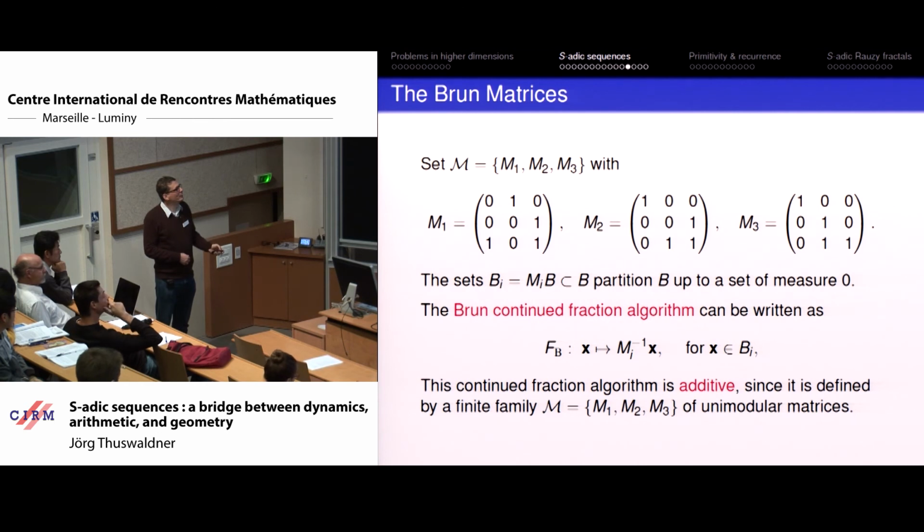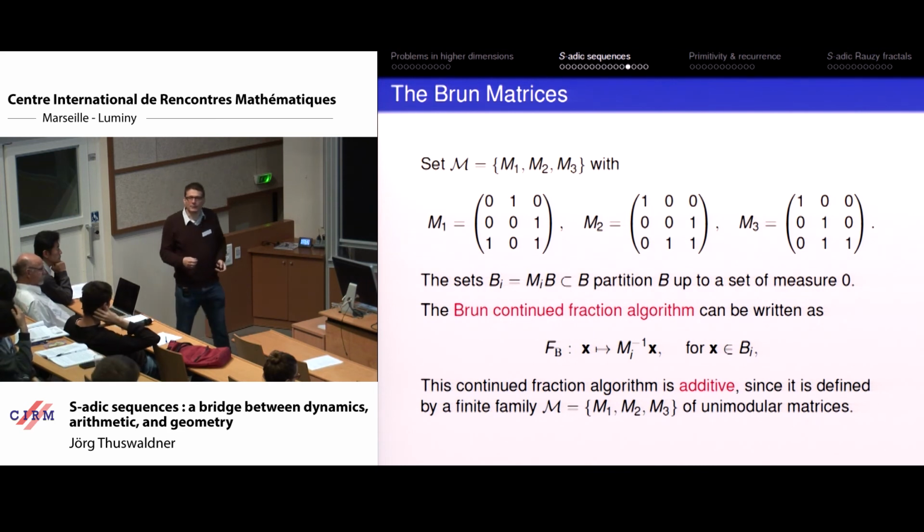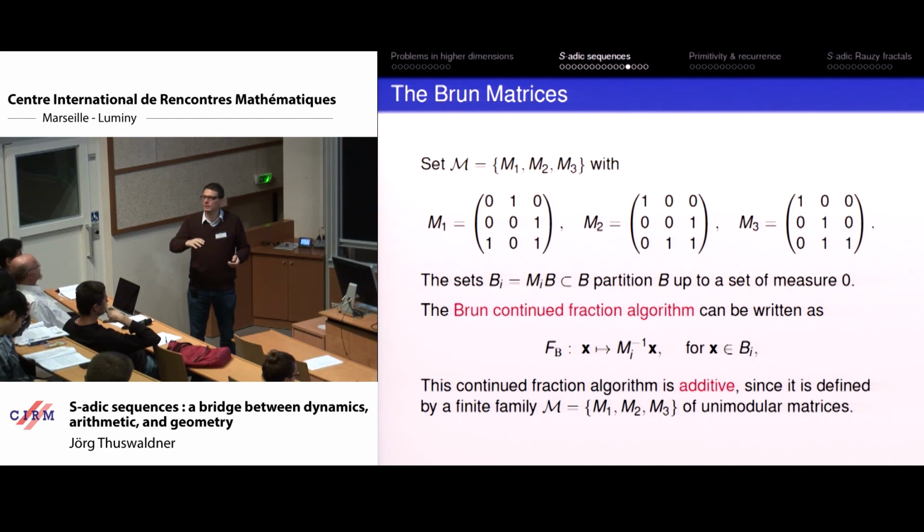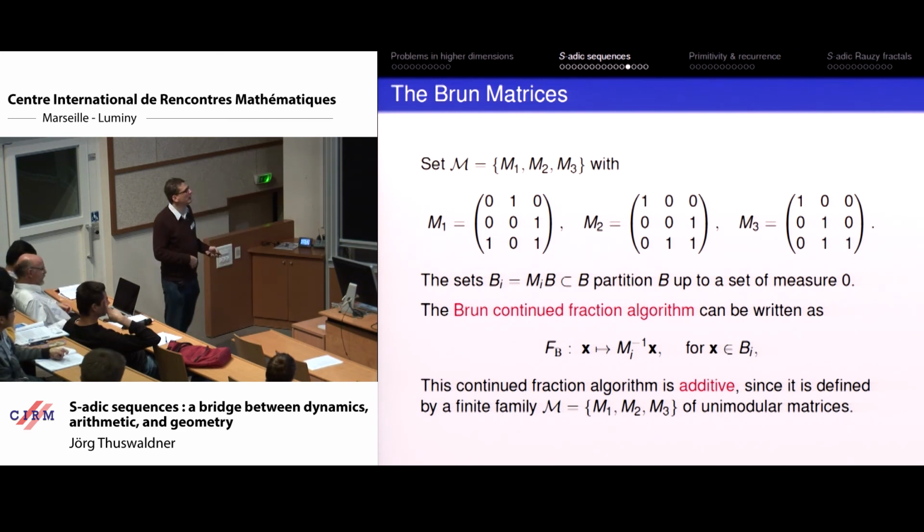And the Brun continued fraction algorithm just chooses one of these matrices if our vector is contained in a region associated with this matrix. So we have a finite family of matrices. Remember, for the classical continued fraction algorithm, the additive version had two matrices, M1 and M2. The multiplicative version had infinitely many matrices, all the powers of M1 and M2. In general, if you need only finitely many matrices to define a continued fraction algorithm, you call it additive. Otherwise, you call it multiplicative. So this one is additive with three matrices.